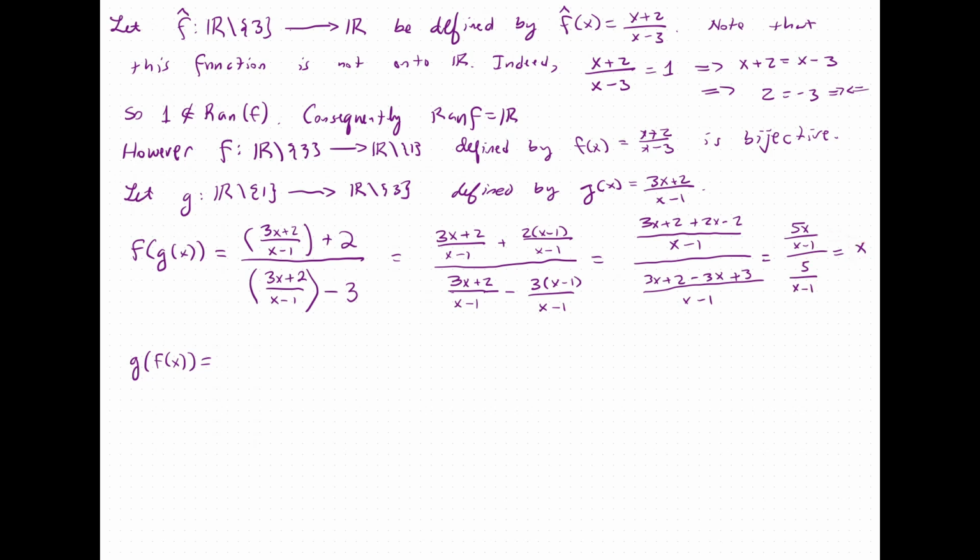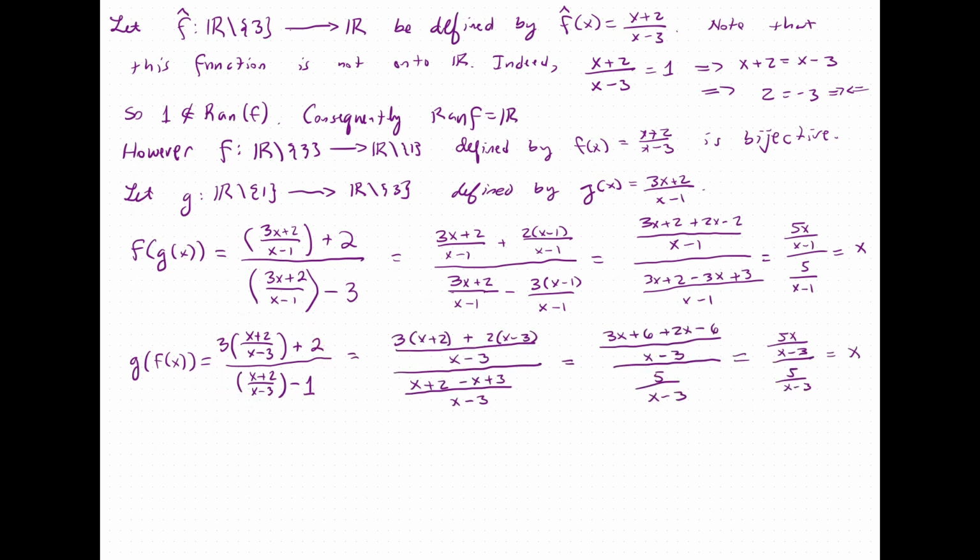And if we do the same thing for g of f of x, so now we're going to go ahead, plug in f of x, x plus 2 over x minus 3, into every occurrence of x inside g of x, that will give us the following. And now if we go through and simplify the algebra for this expression, we get this expression, which we then can simplify and continue to simplify to get 5x over x minus 3 over 5 over x minus 3, and that simplifies again to x. And so in both cases we get x.